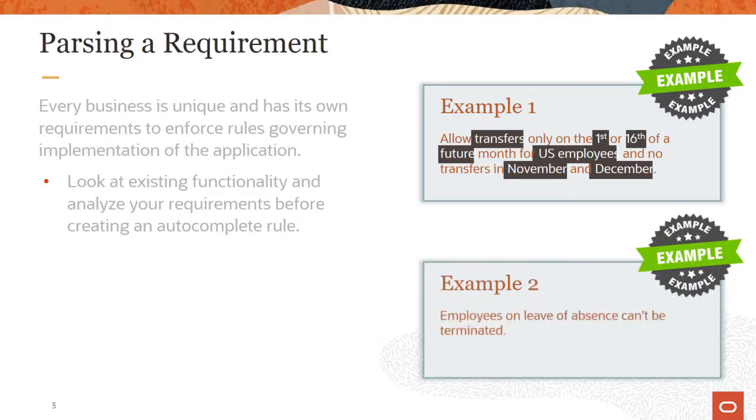In another example, you want to prevent the termination of employees while they are on a leave of absence. Highlighting keywords will help you answer the question, what fields am I validating? There are three considerations for analyzing a requirement.